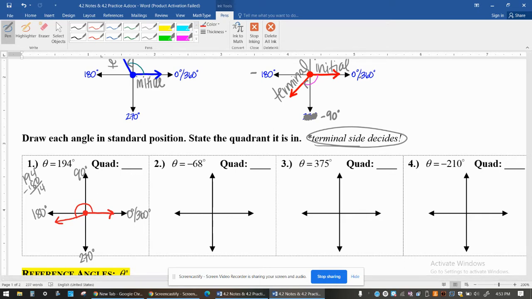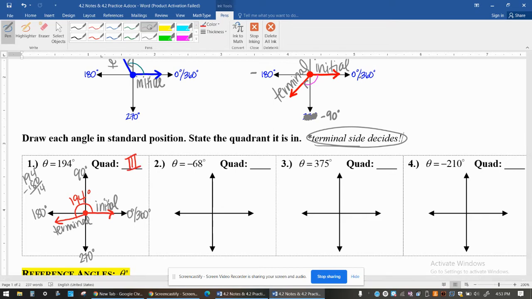We don't expect these to be perfect, guys, but we do want you to be as exact as possible. Now, the terminal side, remember, so this is initial. You don't have to label them if you don't want to, but I'm doing it for the purposes of review. The terminal side decides what quadrant the angle is in, and that is quadrant 3.